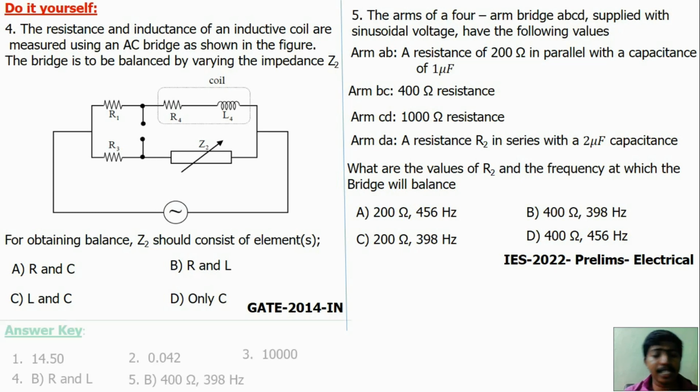Our answer for the first question is 14.50. For the second question it is 0.042. Third question is 10,000. Fourth question is an RL element, option B. For the fifth question, option B is correct. If your answer mismatches with ours, just post your doubts in our comment box or WhatsApp group.